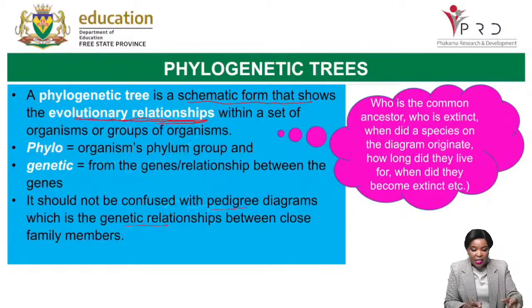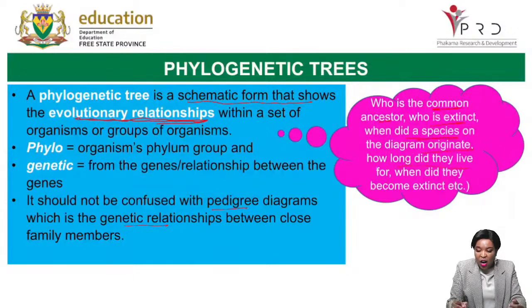And from that phylogenetic tree, you must be able to see what is the common ancestor, who is extinct, when did the species on the diagram become extinct, or when did it originate, how long did they live for, and when did they become extinct. And the phylo in phylogenetic stands for the organism's phylum group. Remember when you did classification in grade 11, and the genetic, it is from the genes, or the relationship between the genes. So phylogenetic trees are the ones that we deal with when we talk about human evolution.